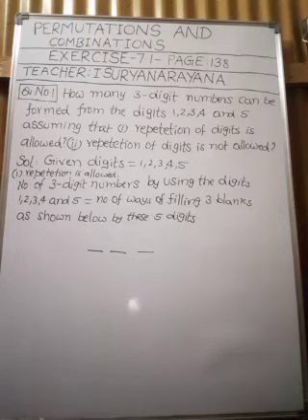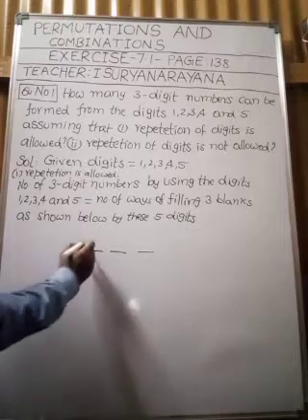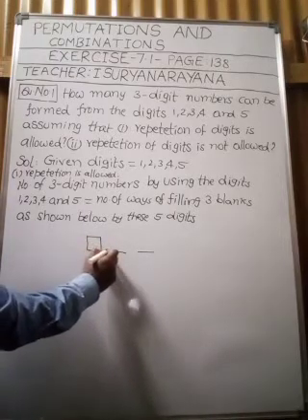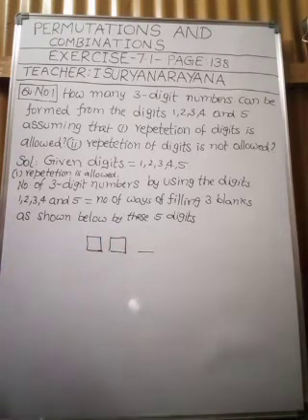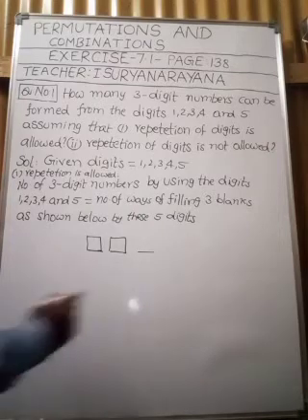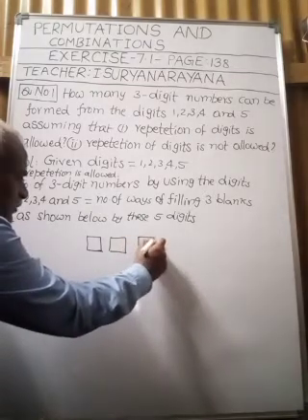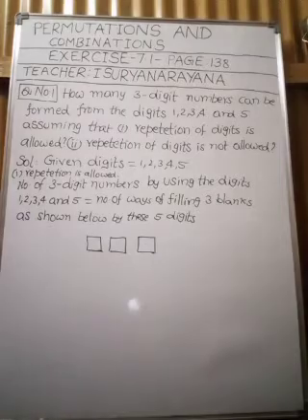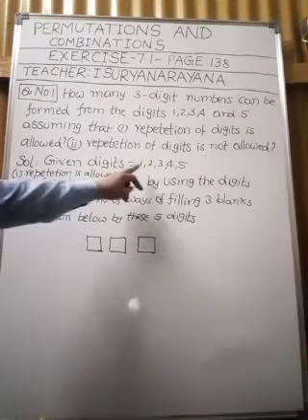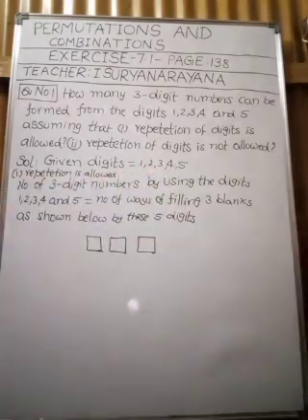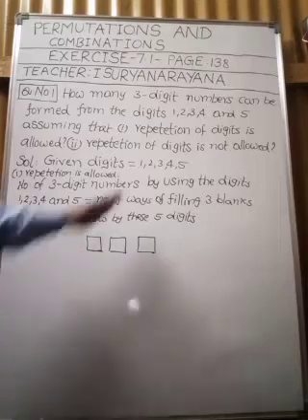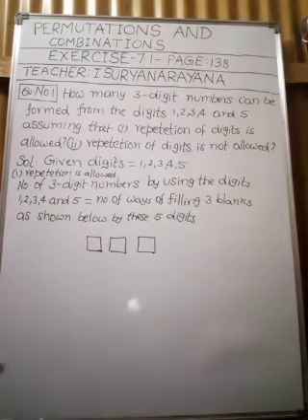Okay, my children, understood this concept. Filling the hundreds place, this is one event. Filling the tens place is a second event, and filling the units place is a third event. Here repetition of digits is allowed. In the hundreds place, we can write any one of these five digits. In how many ways can we fill this blank? Five.